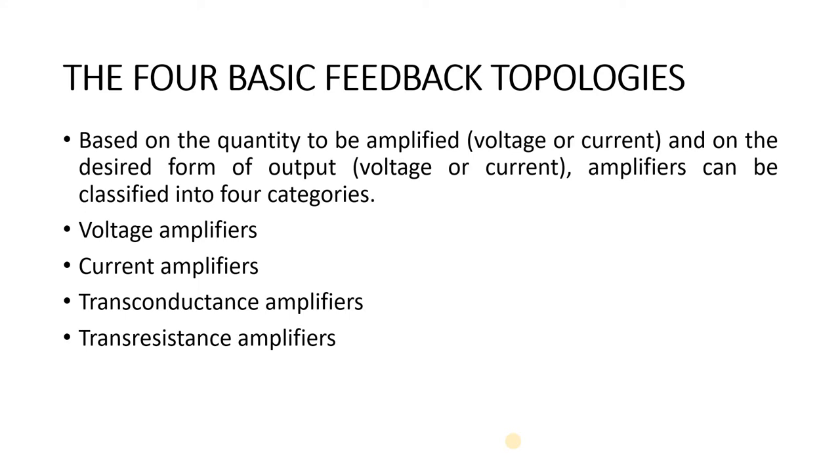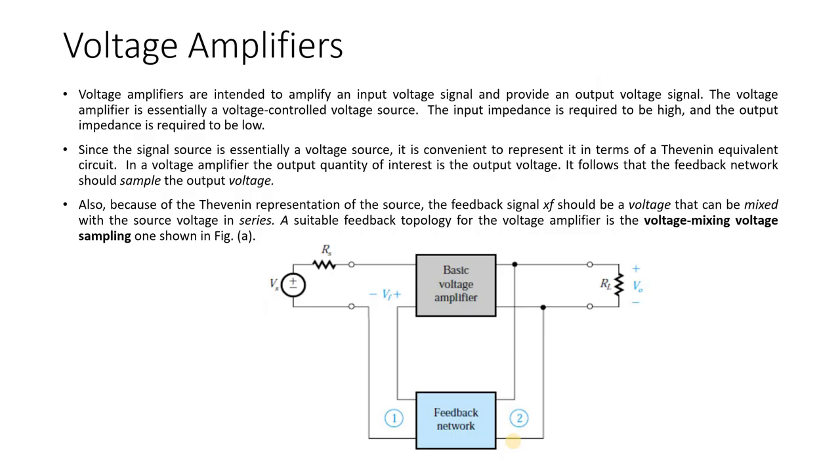Voltage amplifier means the input to and output from the circuit will be in terms of voltage. Current amplifier means input and output in terms of current. Transconductance means the input is in terms of voltage and the output in terms of current. Transresistance is the opposite, that is input is current, output is voltage. So let us see first the voltage amplifiers. You can see here the voltage amplifier.